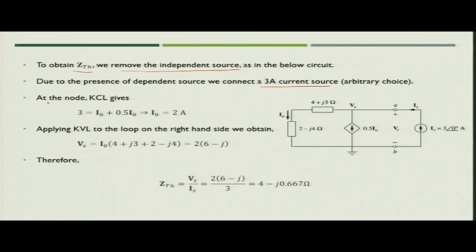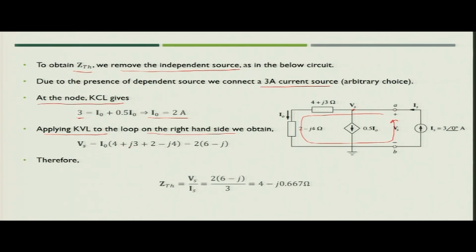If you apply KCL at the node, here your Is, that is 3 ampere, equal to I naught plus 0.5 I naught. So, you can simply write the value of I naught equal to 2 ampere. Now, let us apply KVL to the loop on the right hand side, that is the loop which you see here. So, what you can write, Vs is nothing but the current I naught flowing in both of the impedances. So, we can write I naught into 4 plus J3 plus 2 minus J4.